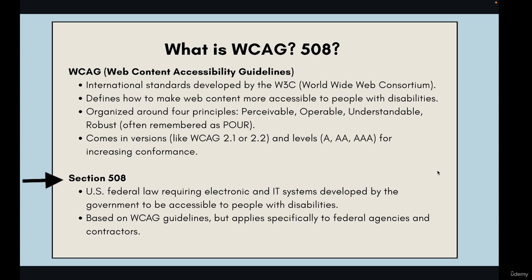Now Section 508 is the U.S. federal law requiring electronic and IT systems developed by the government to be accessible to people with disabilities. This is based on the WCAG guidelines, but it applies specifically to federal agencies and contractors. So basically, Section 508 is the law that requires you to test WCAG 2.0 AA as its baseline. So it's not a different set of rules. Usually organizations that comply with WCAG 2.1 or 2.2 or higher, or are AA or AAA, already meet Section 508 requirements. I hope that makes sense.